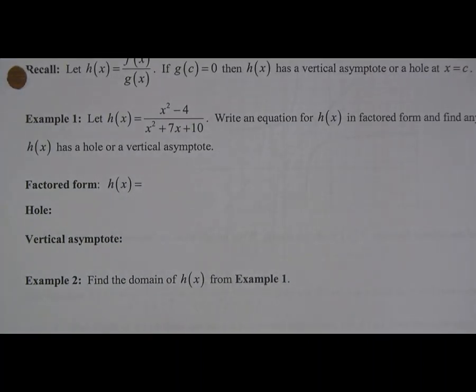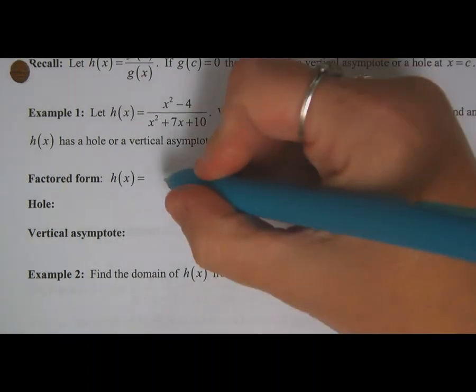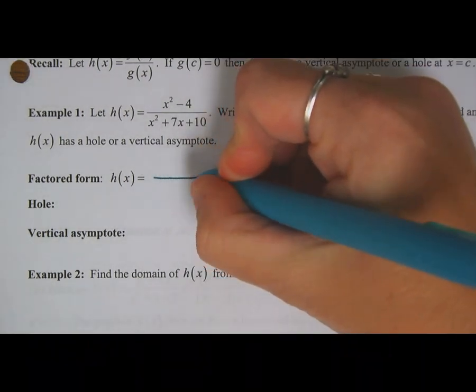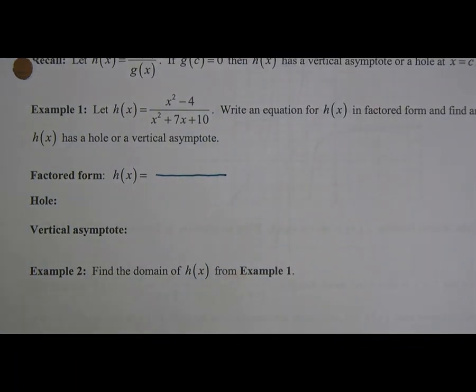Here is a rational function, h of x. Write an equation in factored form and find any values of x where the function has a hole or a vertical asymptote. So this is just straight up review, nothing new right now at all. I want you to take this h of x equals, draw a fraction bar, and then you can just factor the top and the bottom.